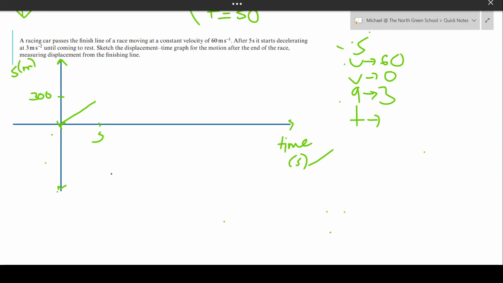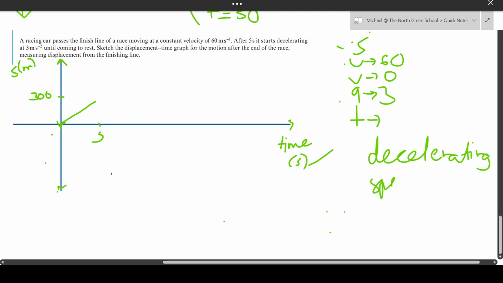Now, how do we draw this then? We need to first think about this. What does decelerating mean? Decelerating means that the speed is going to reduce.